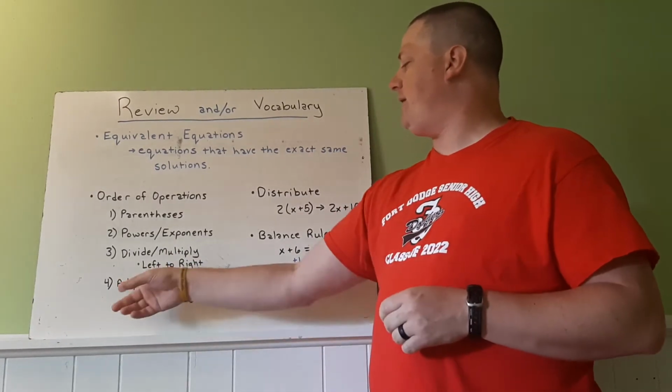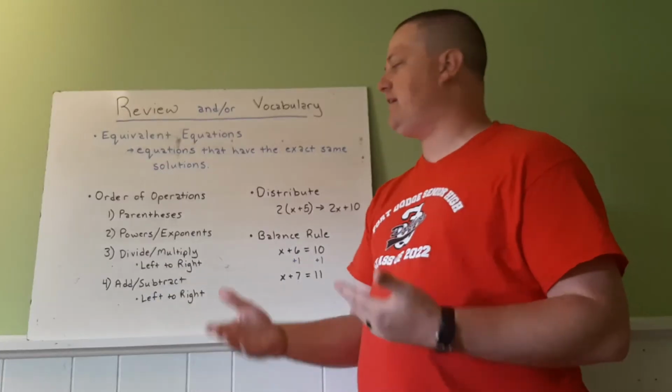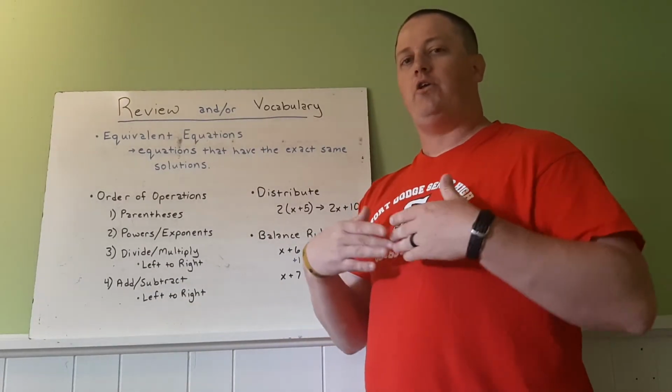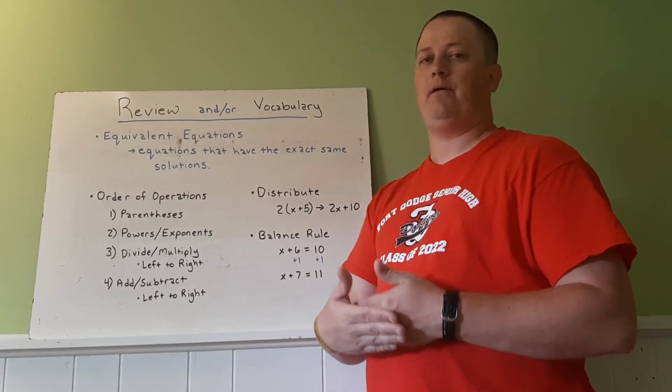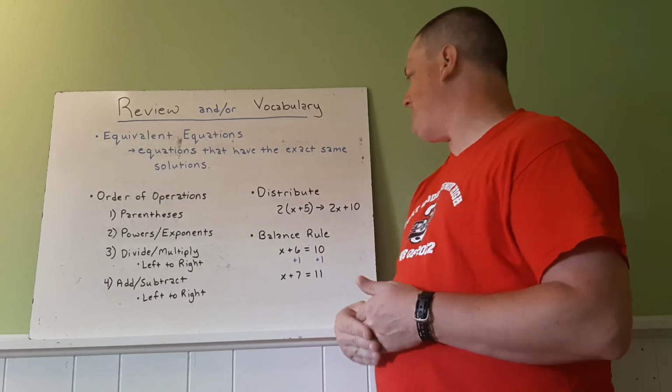The fourth step is to add and subtract from left to right. This is done same as divide and multiply. You don't add first, you don't subtract first. You do them in the order in which they come into the problem from left to right.